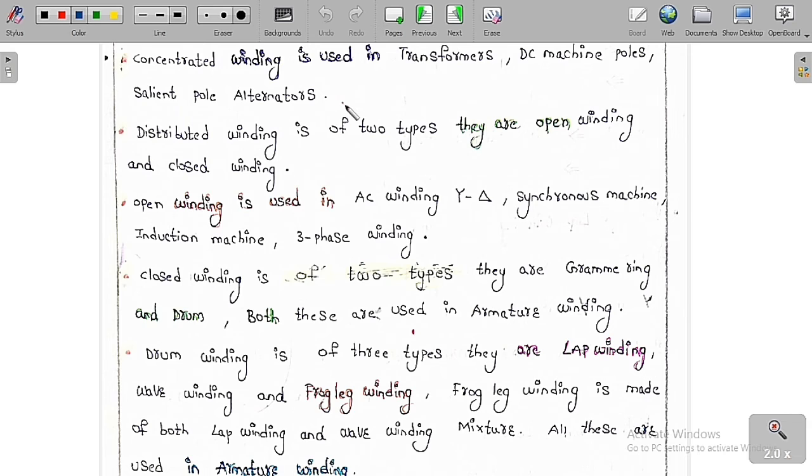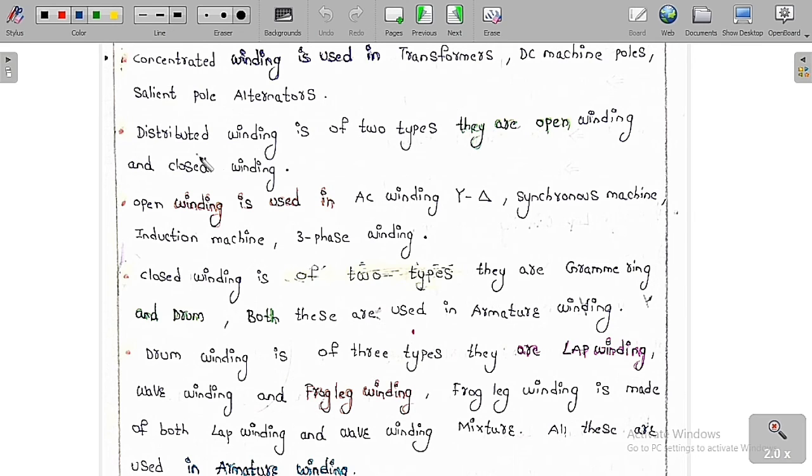So we can say simply that there are 2 types of windings. One is called the concentric winding and the other one is called the distributed winding. This concentric type of winding is used in transformers, DC machine poles and salient pole alternators, basically in the field winding. In the field winding we are going to use this concentric winding.